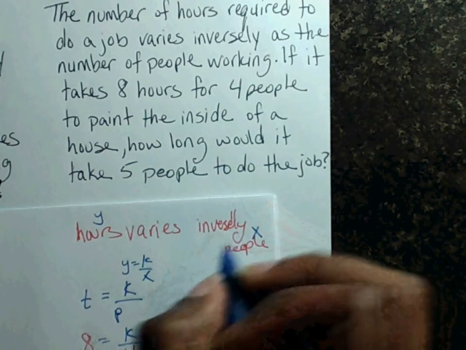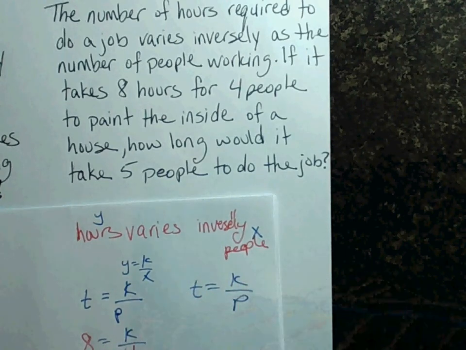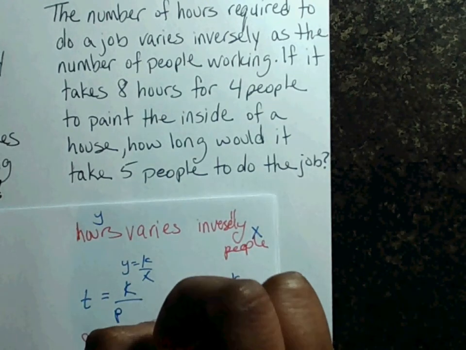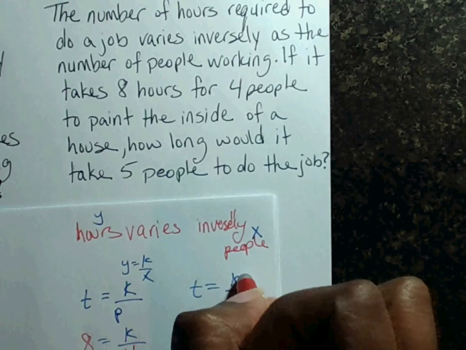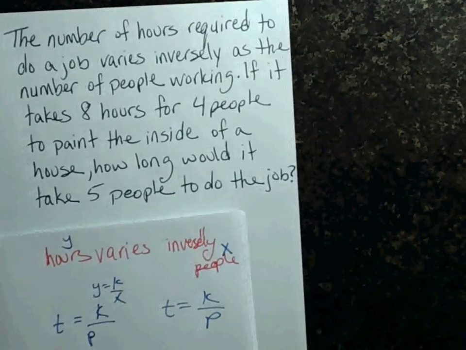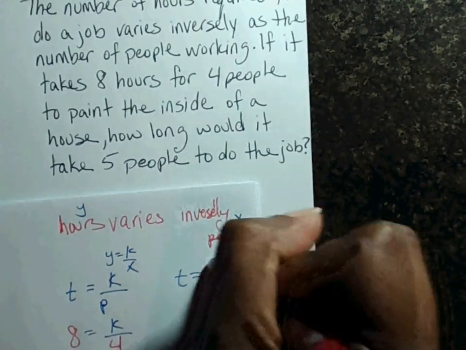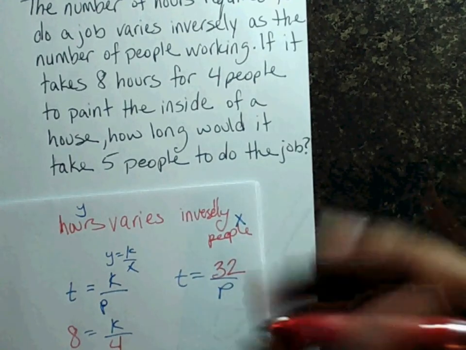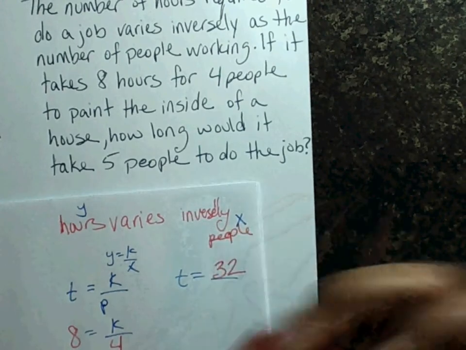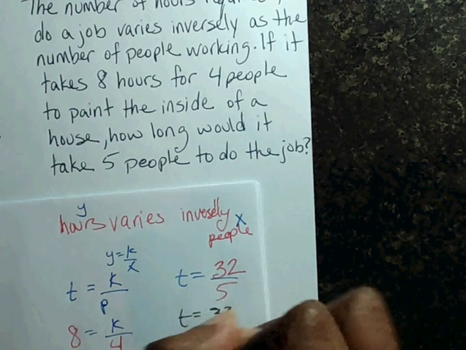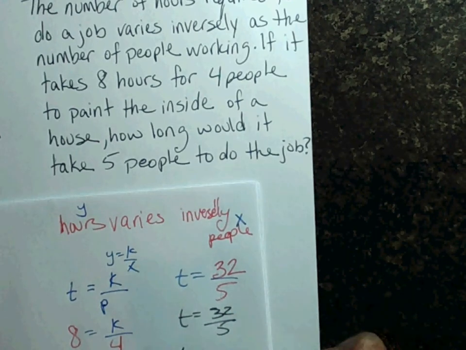Okay, so write the formula. T equals K over P. Substitute in your information. Did they tell you the time? No, ma'am, no, sir. Did they tell you the constant? They did not, but you found it to be 32. The constant works for every pair, even your half pair. So instead of K, I'm writing 32. Did they tell you the people? They did. 5. 32 divided by 5 would give you your answer. So time is 32 divided by 5.